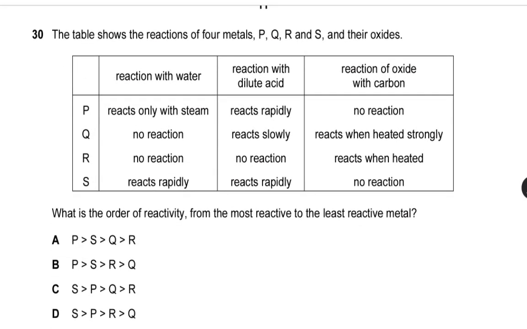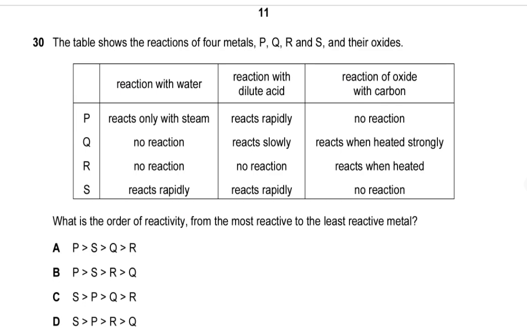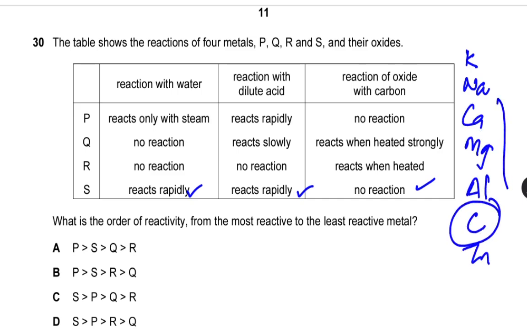Question number 30. The table shows the reaction of four metals P, Q, R, and S and their oxides. Okay, so you have to tell the reactivity. First of all, we will check S. S is going to react with all, rapidly, and has no reaction with carbon. As you know, if I write the reactivity series, the metals above carbon are the most reactive elements. So where S is present, they are more reactive.